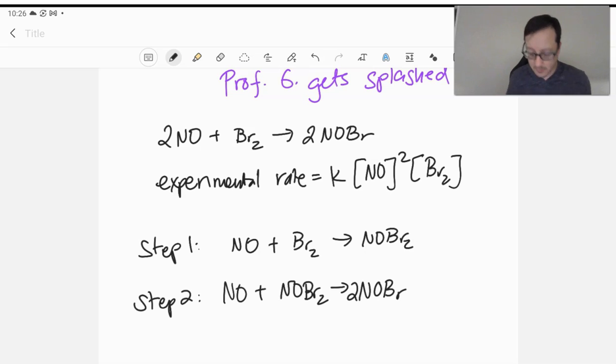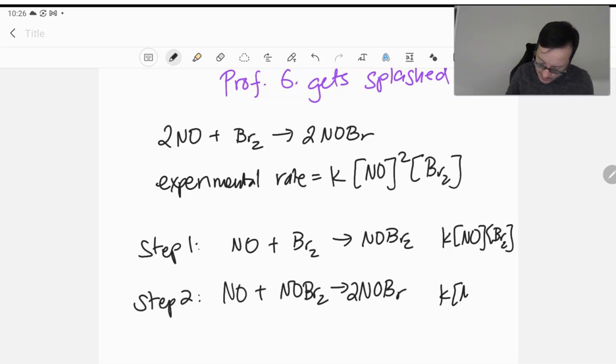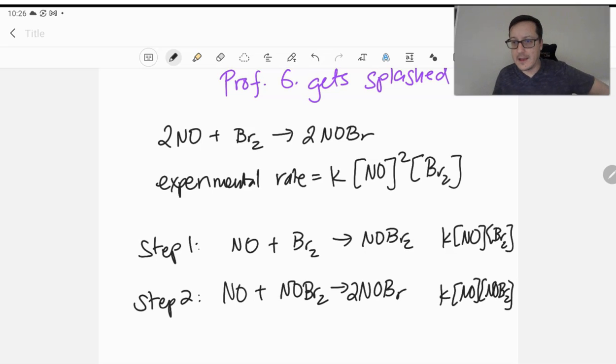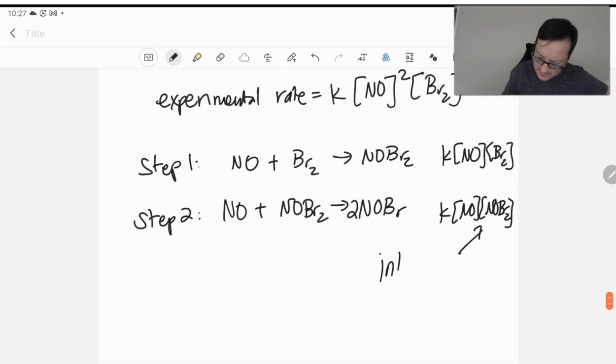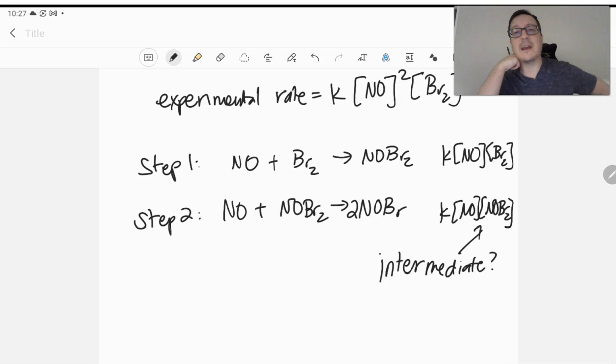But if we look at the rate laws, I'm just going to write it, k[NO][Br2]. And this would be k[NO][NOBr2]. And neither of these is correct, as written, right? So the first step isn't the slow step, because that doesn't agree with our experimental rate law. But for the second step, we have an intermediate here. That's not something we usually see. And so what we might consider is how might we substitute that in?